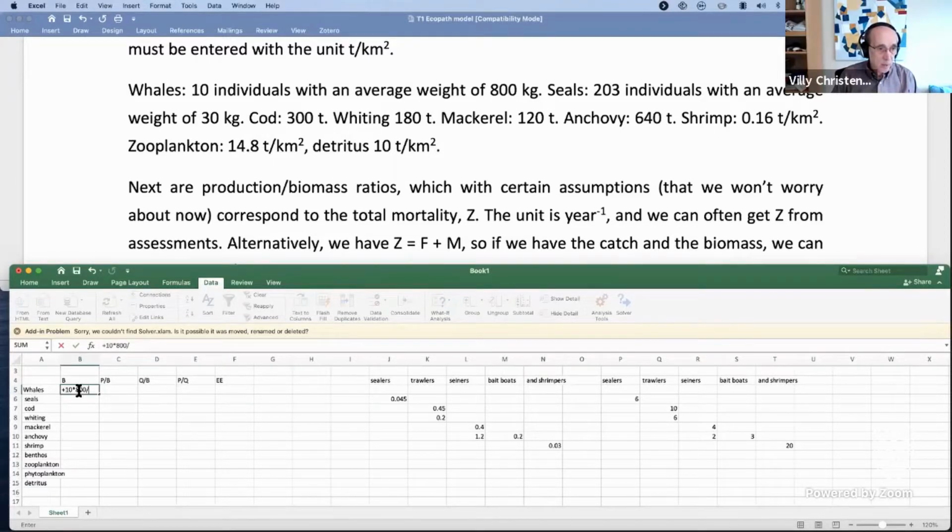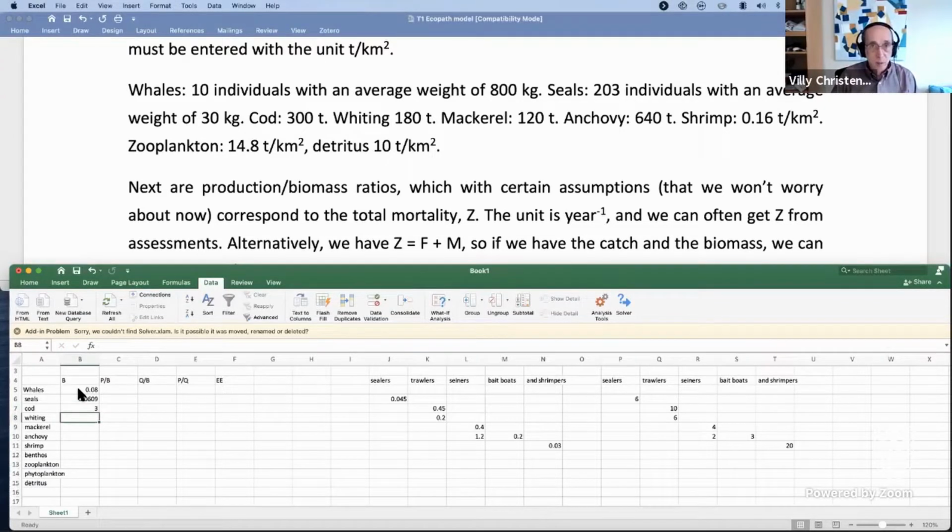That's 10 times 800, that's how many kilogram we have in the bay, and we have to change that from kilogram to ton. So that's divided by 1,000. And we need to remember that we have 100 square kilometer, so they have to be divided by that as well. So that's a small number. For seals, it's plus 203 times 30 divided by 1,000 to make a ton, divided by 100 to make it into ton per square kilometer. Cod, we have 300 ton, so that's plus 300, it's ton, so we only have to divide by the area, which is 100.